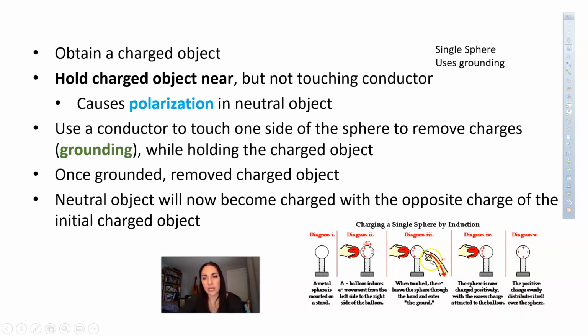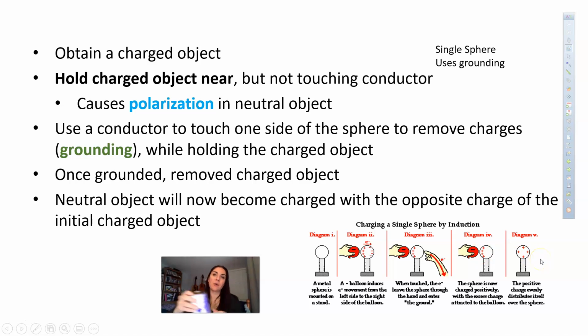But notice when the hand comes in, the electrons don't want to be near each other. They want to go somewhere where they can spread out. So they go into your hand, so they can spread out all over your body and then into the earth. Holding it near but not touching, you still do this. And then what happens is you're left with a charged object. It's going to be the opposite of what you had.